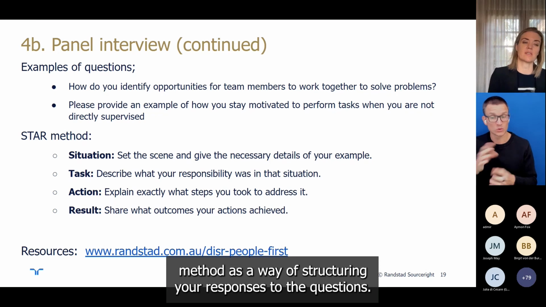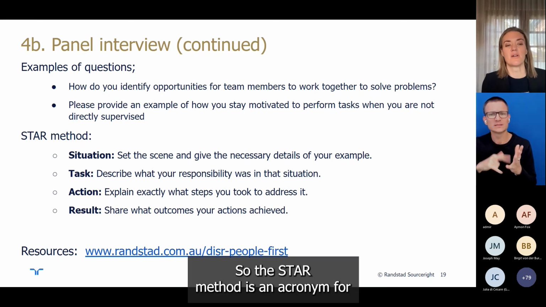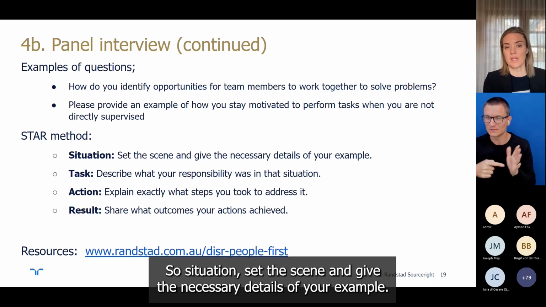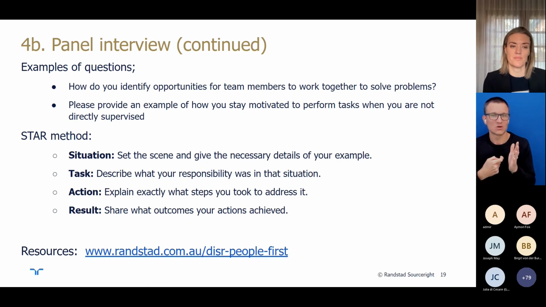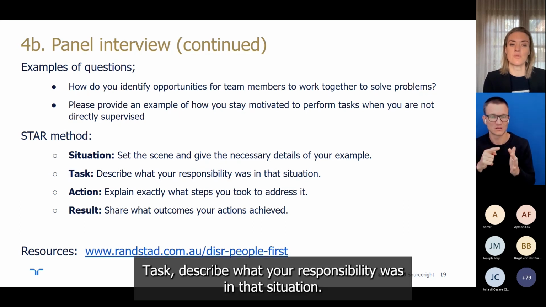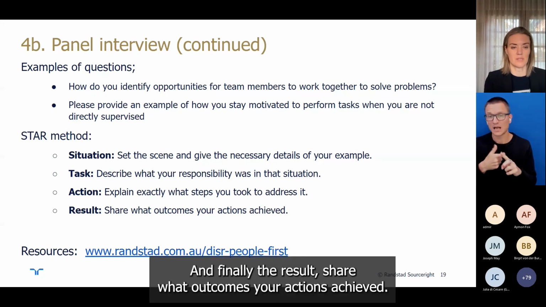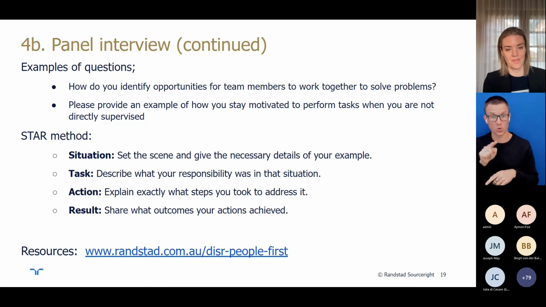So the STAR method, it's an acronym for situation, task, action, and result. So situation, set the scene and give the necessary details of your example. Task, describe what your responsibility was in that situation. Action, explain exactly what steps you took to address it. And finally, the result, share what outcomes your actions achieved.